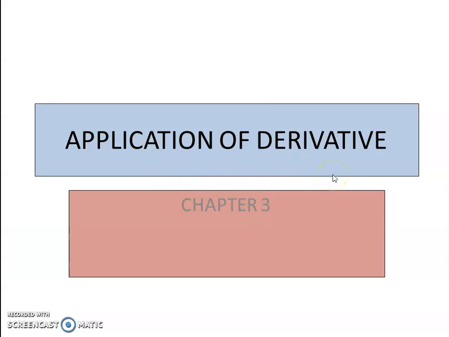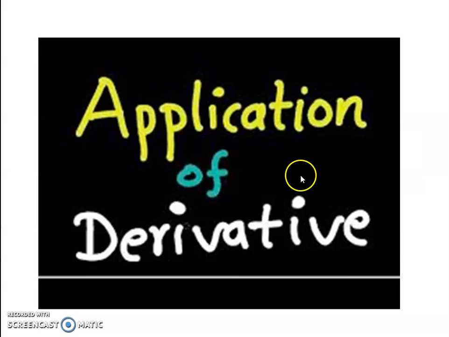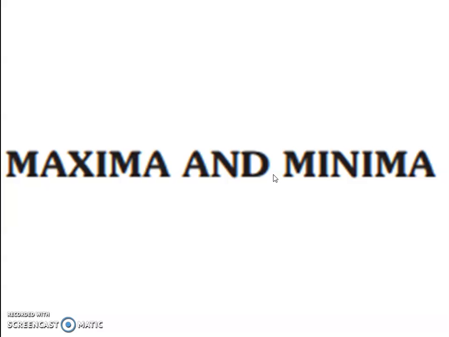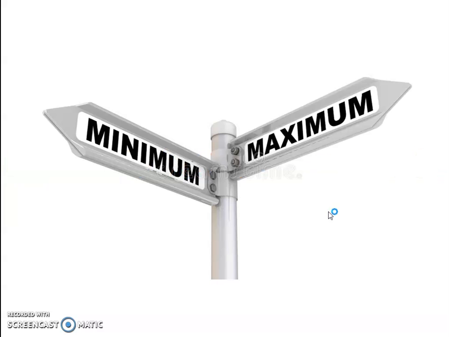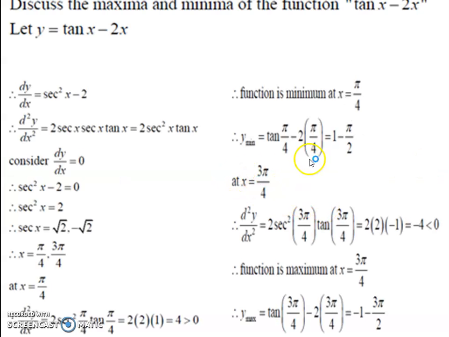Application of derivative is chapter number 3. The application of derivative is useful to apply the maximum and minimum concept, which we have to cover in today's lecture in detail. In the last lecture we continued with the example; we reached the maxima and minima of the function y is equal to tan x minus 2x.